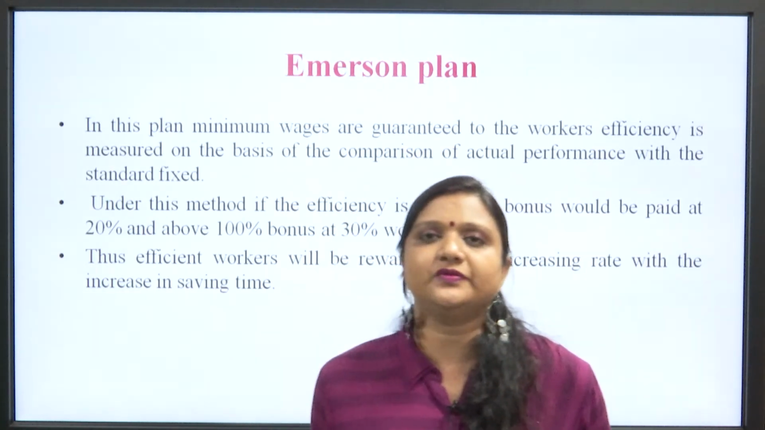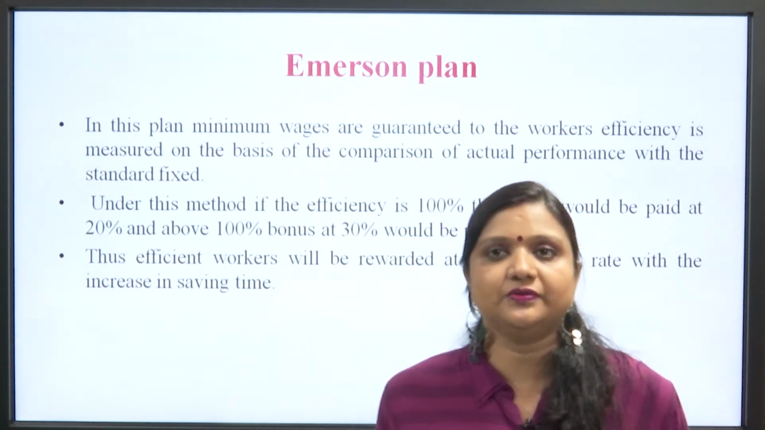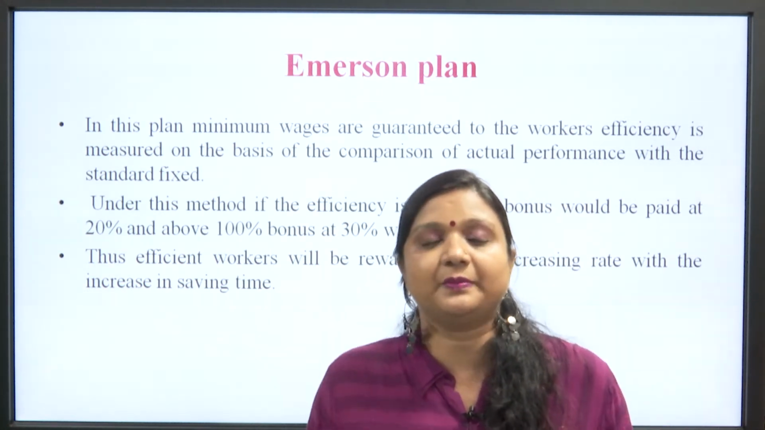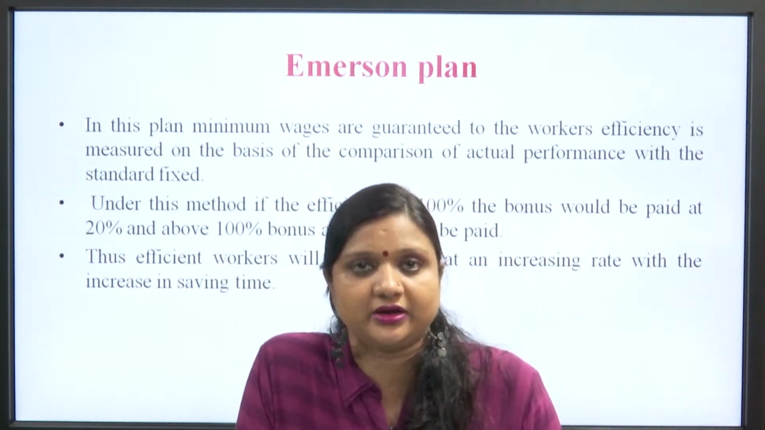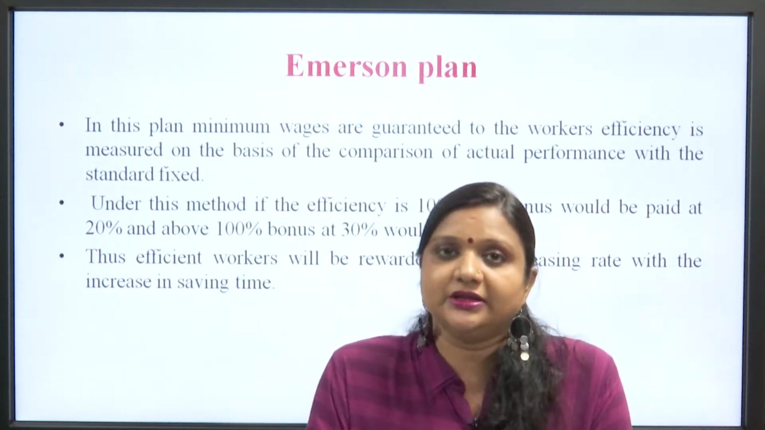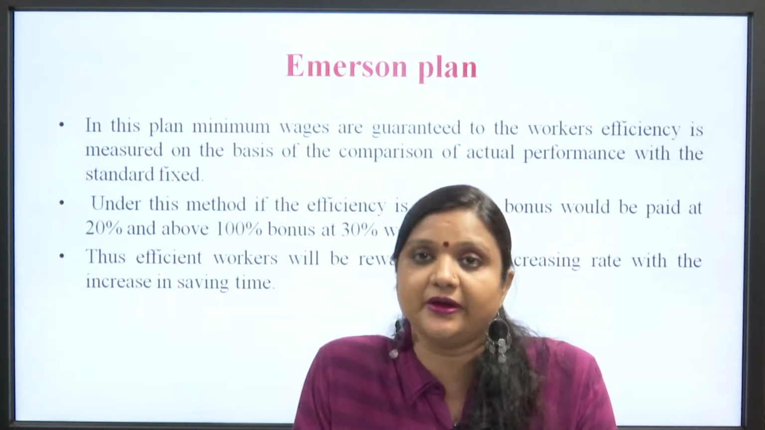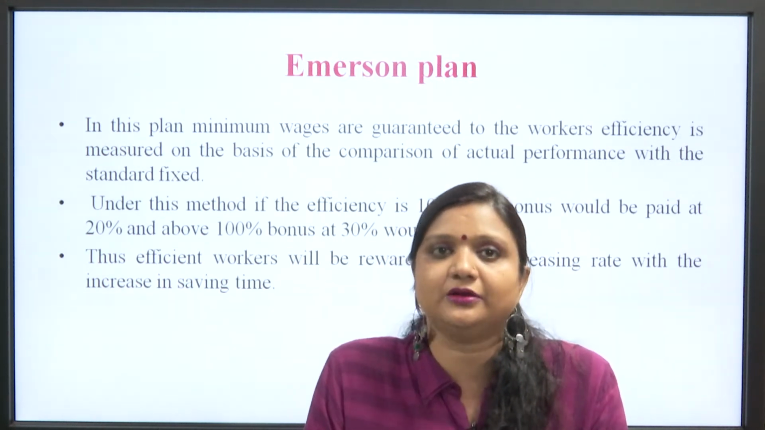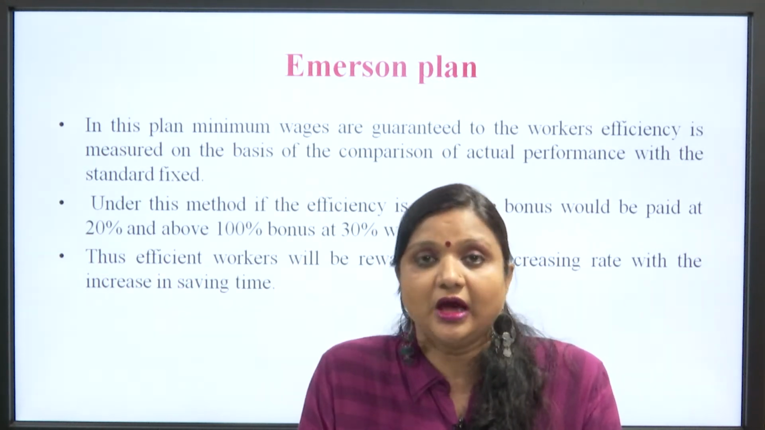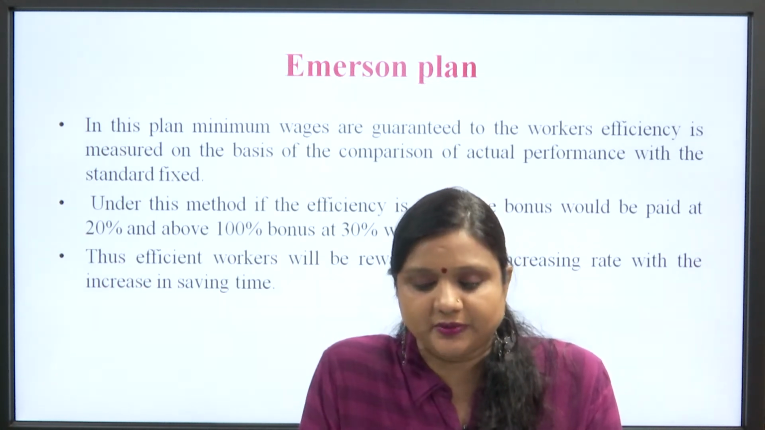The next one is Emerson plan. In this plan, minimum wages are guaranteed to the workers. Efficiency is measured on the basis of comparison of actual performance with the standard fixed. So, under this method, if the efficiency is 100%, then bonus will be paid at 20%, and above 100%, bonus at 30% would be paid.